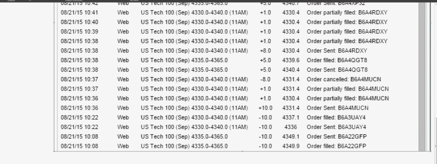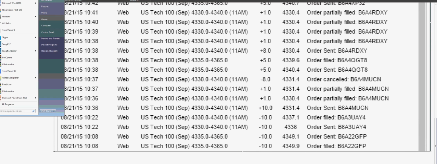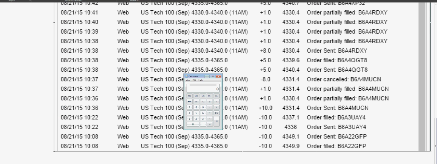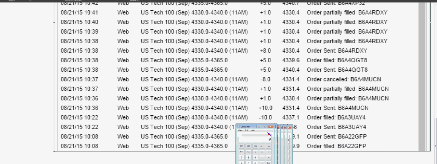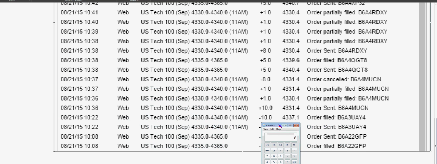All right? And I sold it, so let's do a little math first. Okay, where's my calculator? And right here, sold 10, sent it, filled at 43.37. So if I go short a spread, my risk is the difference to the ceiling, my max risk. It doesn't mean I can't get out before then, okay? But in this case, I was okay with this. So 4340.0 minus 4337.1.